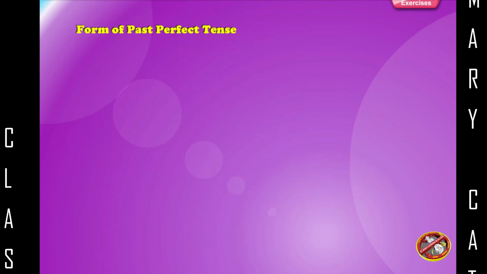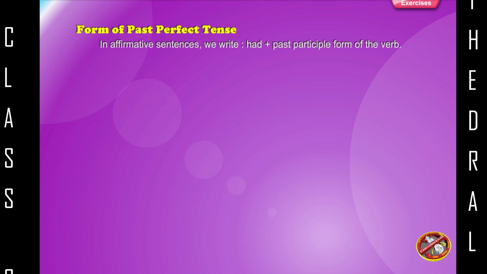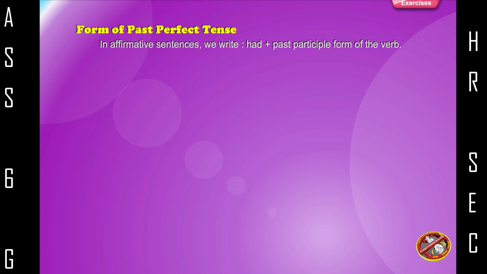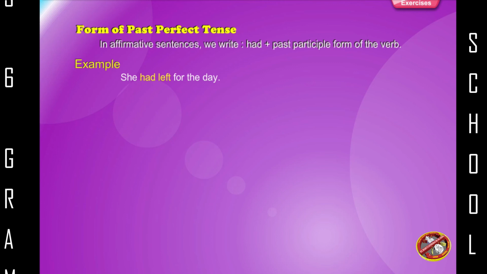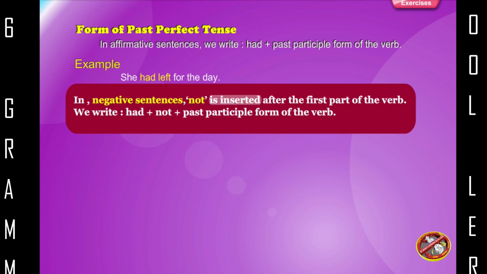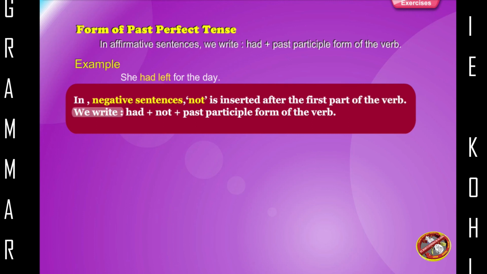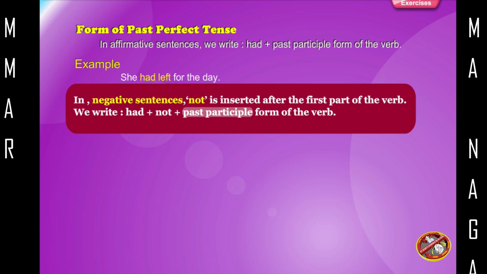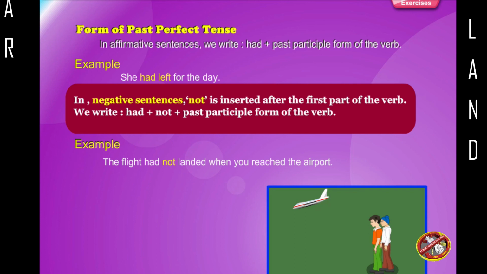Form of past perfect tense. In affirmative sentences, we write had plus past participle form of the verb. Example: she had left for the day. In negative sentences, not is inserted after the first part of the verb. We write had plus not plus past participle form of the verb. Example: the flight had not landed when you reached the airport.